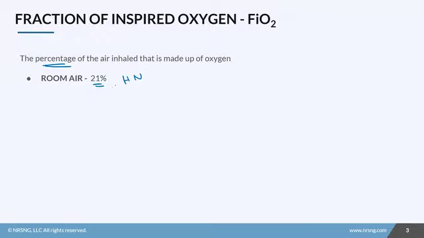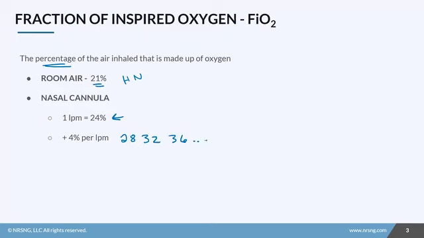Now, the cheat sheet will show you the exact numbers, but we want to give you a quick way to remember these. So when we apply a nasal cannula, we start at 1 liter per minute, which is 24%. If you can remember this, and then you can remember that it goes up by 4% from there, so 28, 32, 36, etc., then you'll always know what it is. So it starts at 24 and it goes up by 4% at a time.